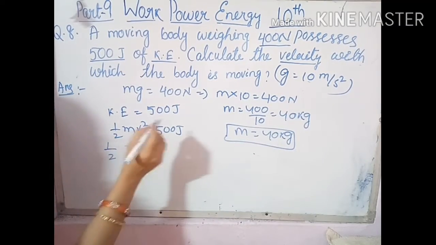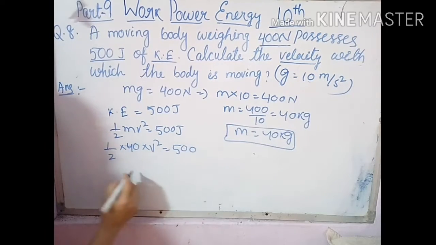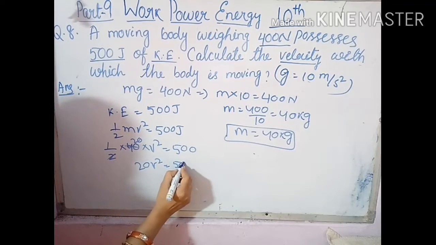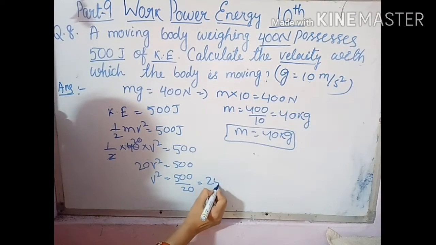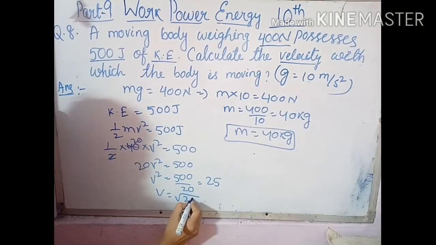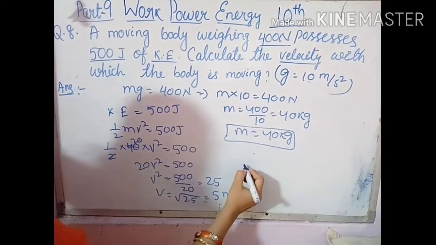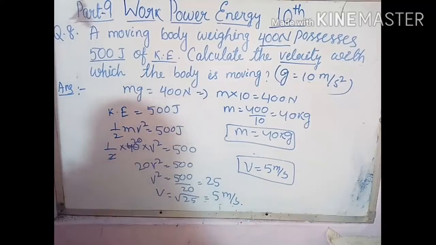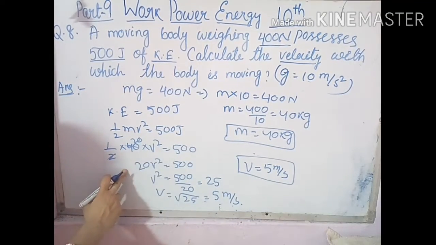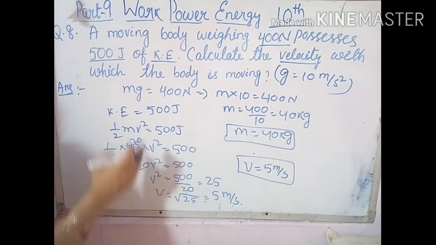Now you can put this m here. Now half m means your 40 and into v square equal to 500 joule. Now take this one, it is 20. So 20 v square equal to 500. Then v square equal to 500 by 20. It is your 25. Now v equal to root over 25. That is your 5 meter per second. So this is your final answer. You got the velocity, that v equal to 5 meter per second. Now you got it, children. It is only calculation, that half into 40 into v square. Now see properly, then we will go to the next question.